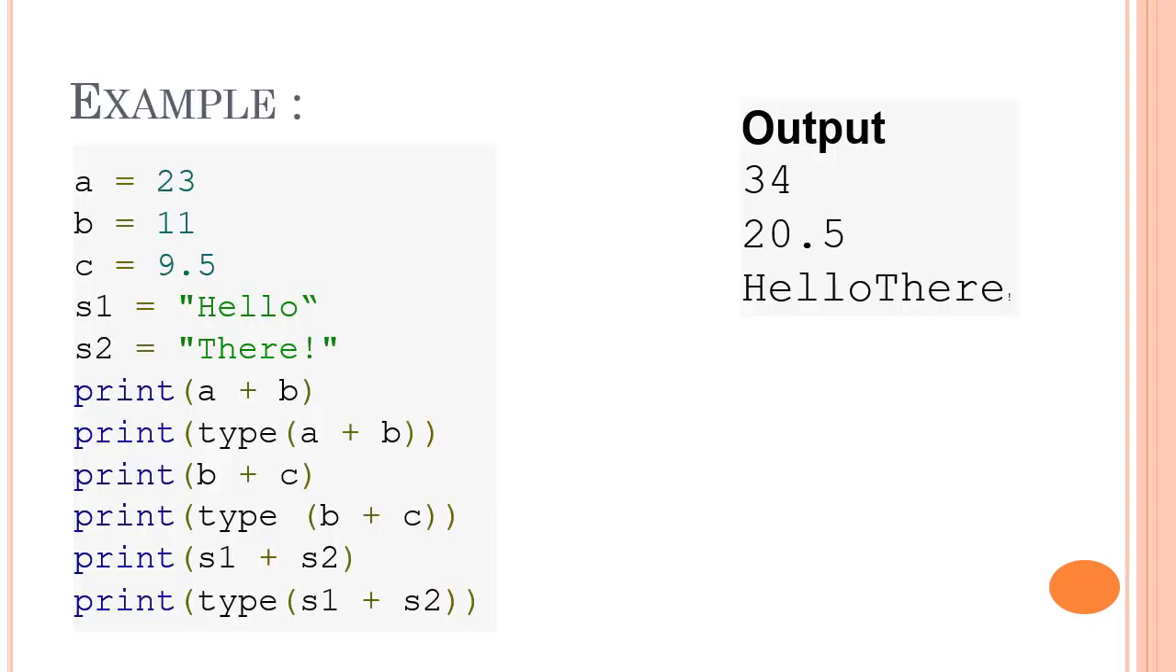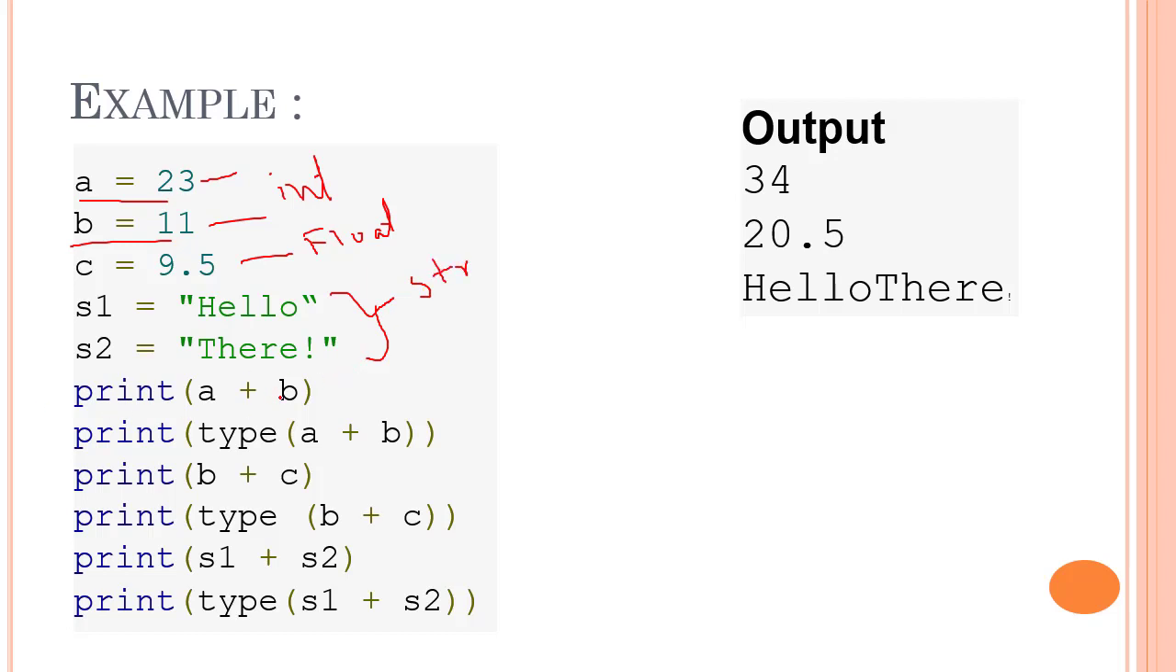Python can implement polymorphism in many different ways. Python, like many other languages, also provides built-in implementations of polymorphism. Let's look at this example that illustrates the built-in implementations of polymorphism in Python. So we have a equals 23, b equals 11. These two are integers, right? These two are int data type. And c is a float. And these two, s1 and s2, are str values.